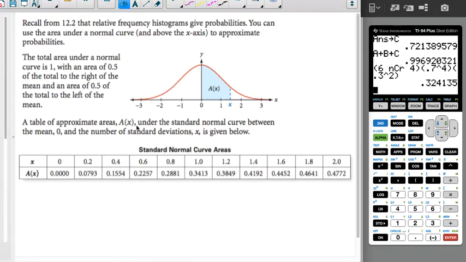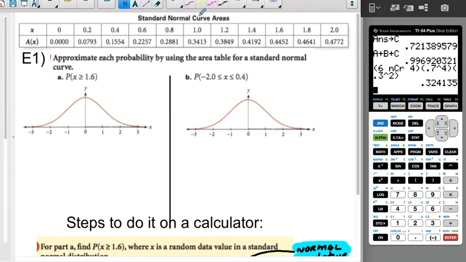So what we're going to do is use this table, which I'm going to copy on the next slide, to approximate some probabilities. Notice that I have this copied here. We'll walk through how to do this on a calculator as well. But we're going to approximate each probability using the area under the curve, and this table that we're given. So let's start with the probability of 1.6 or greater.